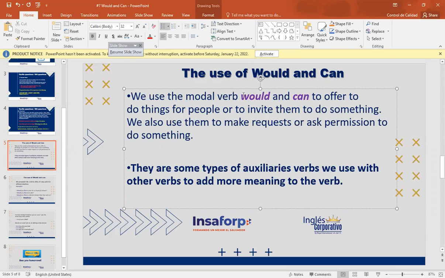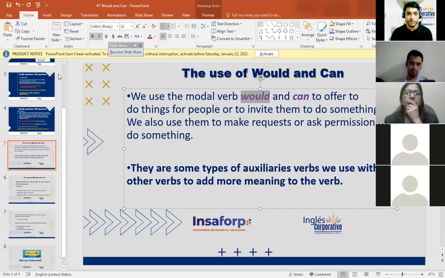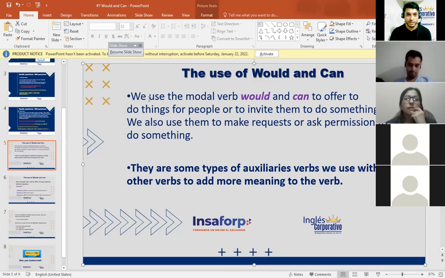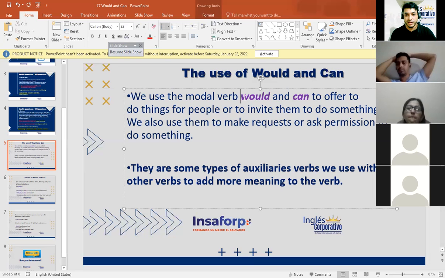Lo que les estaba diciendo, que el will lo usamos para agregarle más significado a los verbos. Por ejemplo, if I say, will you play basketball? Will you play? Ya no significa solo jugar, sino que jugarías basketball. Le agregamos el ia in Spanish. Or we can say, would you watch that TV show? Would you watch, verías that TV show? Ahí estamos modificando el verbo. No es solo la forma base del verbo, sino que ya le agregamos más significado.